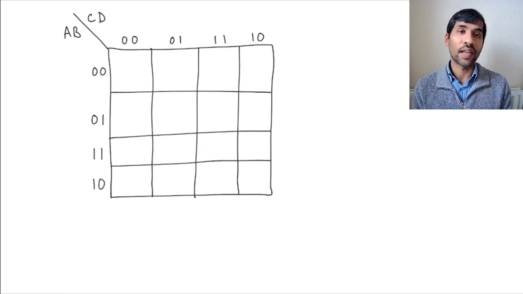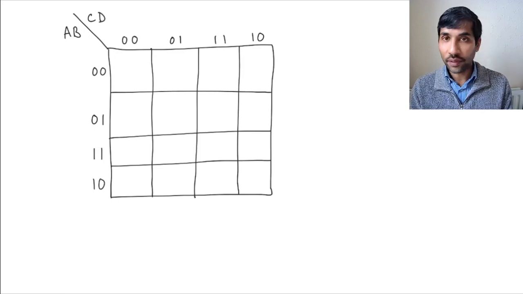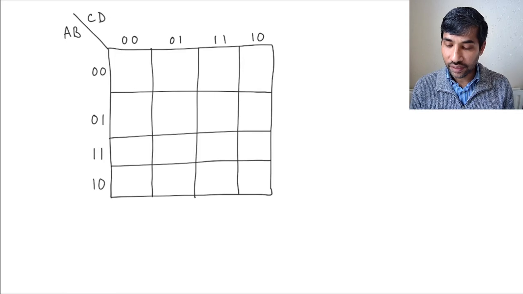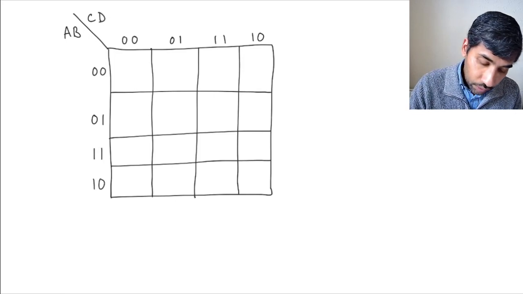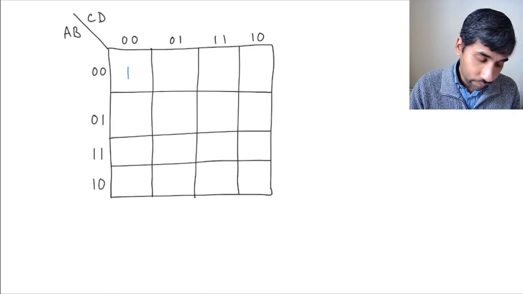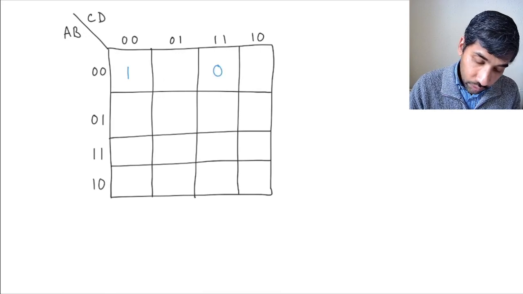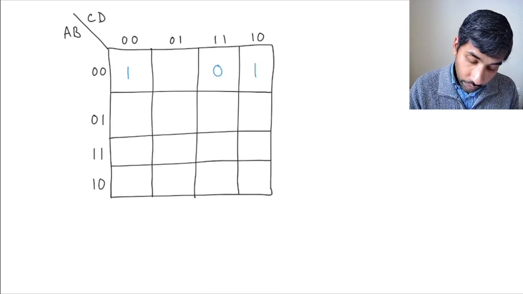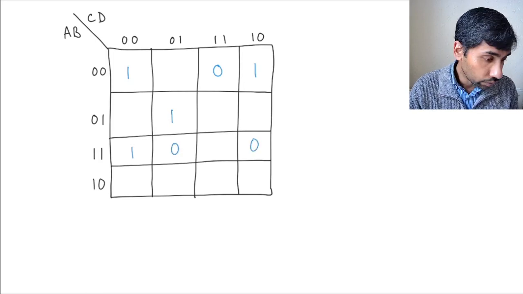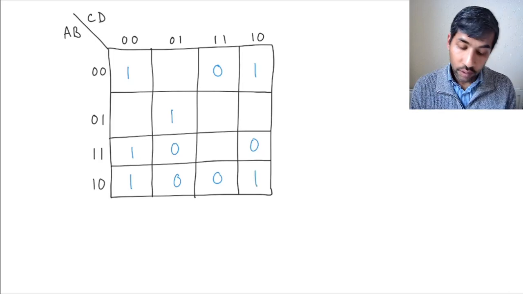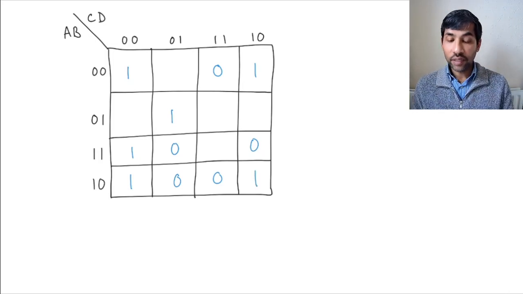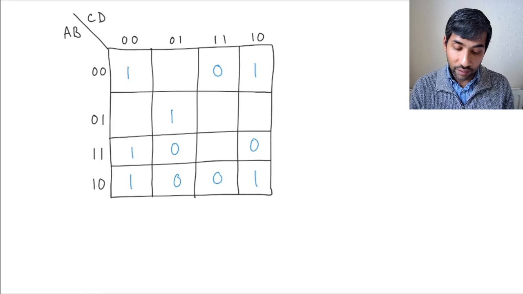So for example, let me fill up this K-map, and then we can talk about something. I want a 1 for this combination. I want a 0 here. I want a 1 here. I want a 1 here. 1 0 0 1 0 0 1. Okay. But I don't care what the values are at these squares, let's say.